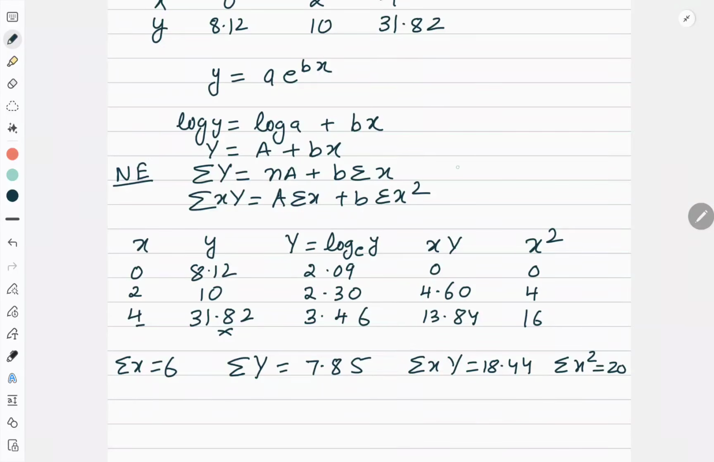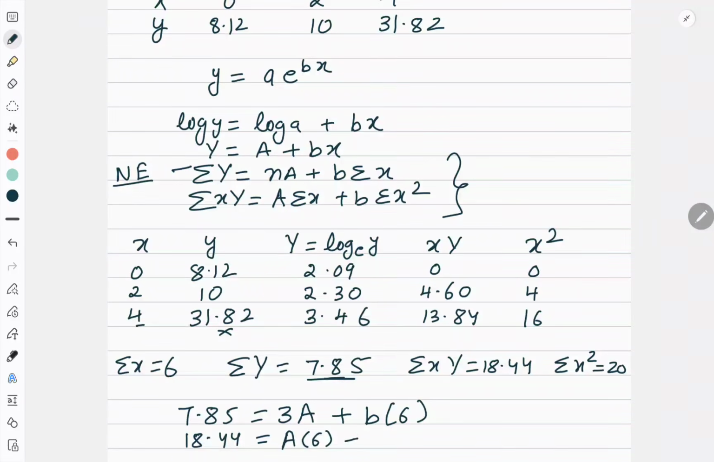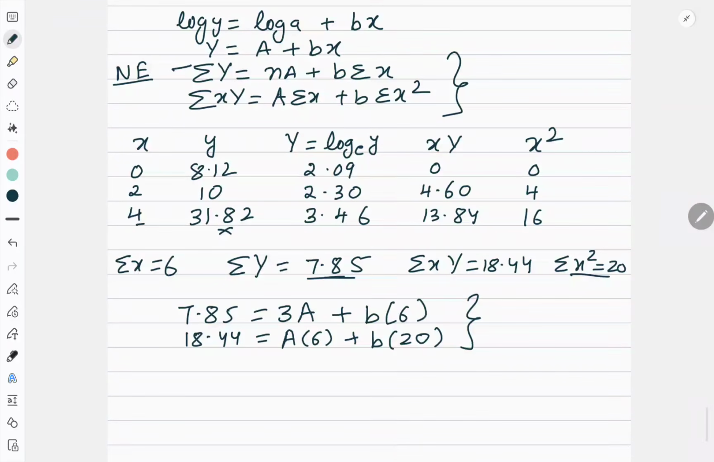Correct? Now substitute these values in the normal equation. In the first equation, 7.85 is equal to, how much is n? 1, 2, 3. So 3a plus b summation x, that is 6. In the second equation, xY is 18.44, equal to a summation x, that is 6, plus b summation x square, that is 20. So I got two equations. Now go to mode, go to equations, use simultaneous equations. When you solve, you will get capital A and small b values.